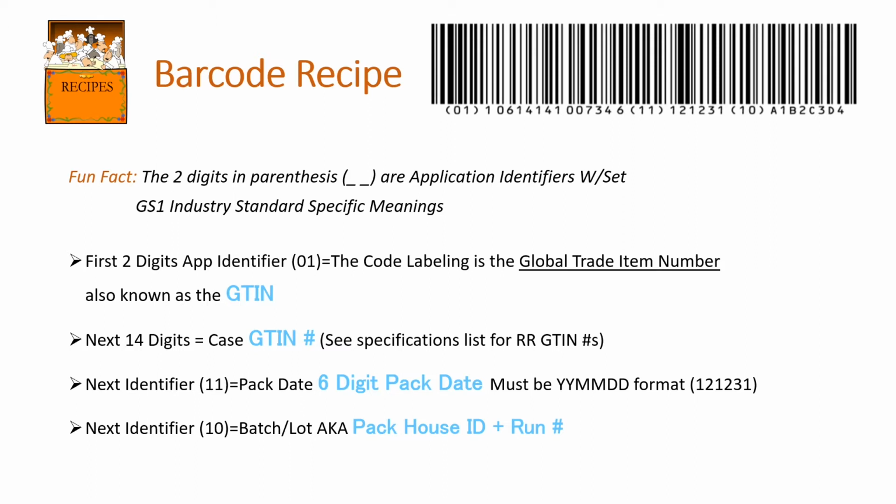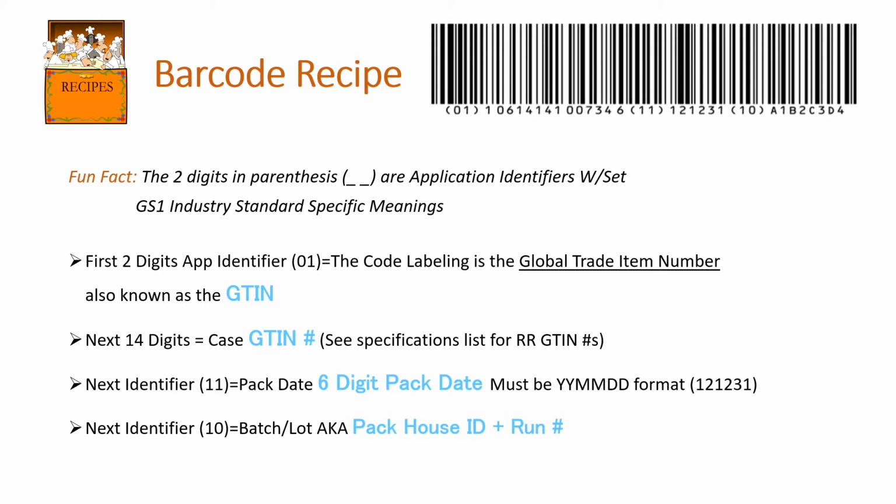Fun fact, each of those 2 digits in the parentheses are specific. They are application identifiers with set GS1 industry standard specific meanings. They are defined, and again, we are creating our labels with this information to make sure that our customers, when they're receiving, are able to scan it and understand what each of the segments mean.